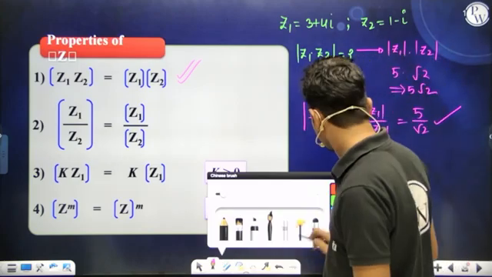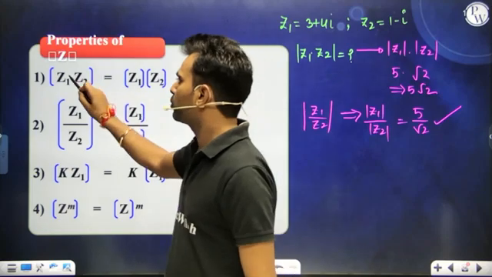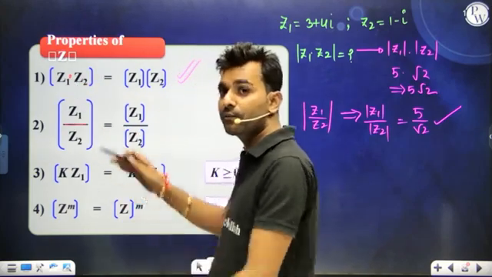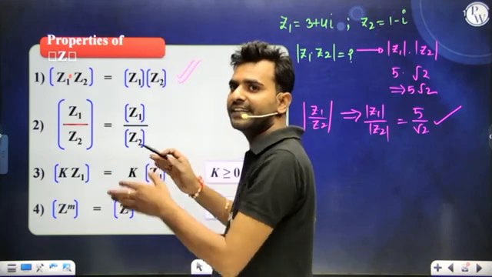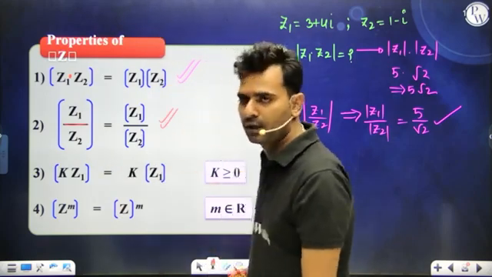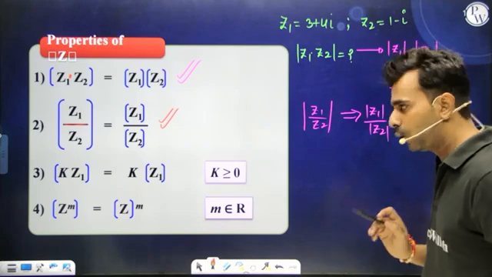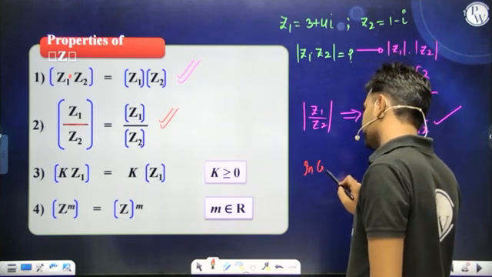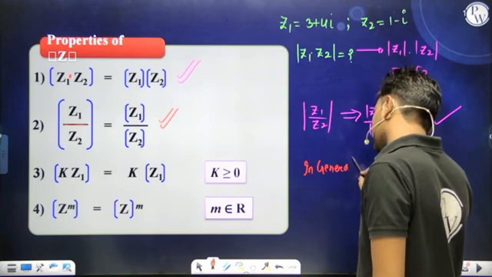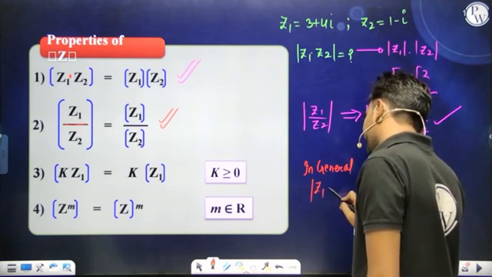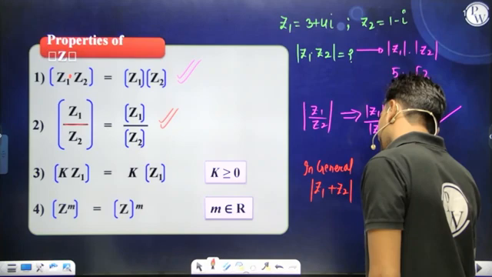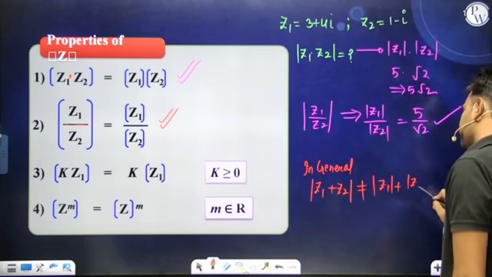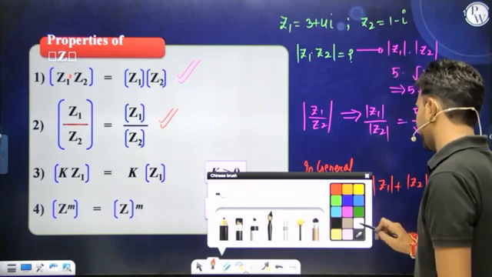Whenever, understand, two complex numbers are written in multiplication or two complex numbers are written in division, and we want to find out the modulus of the entire thing, then we can split the modulus in these two ways. Okay, number 3. In general, modulus of z1 plus z2 is not equal to mod z1 plus mod z2. The same thing applies to negative as well.